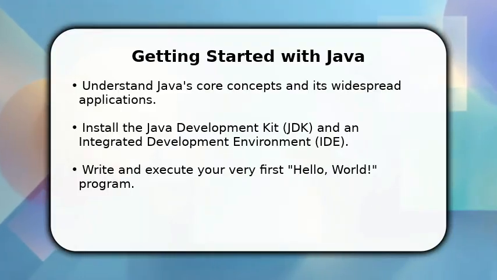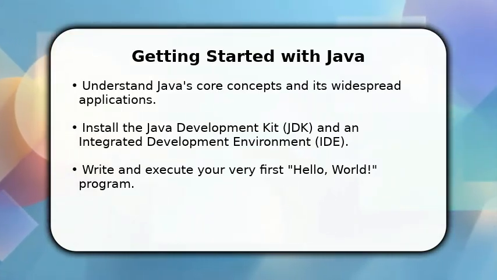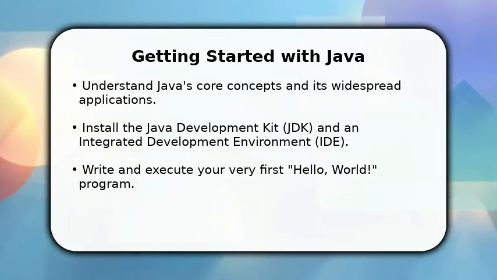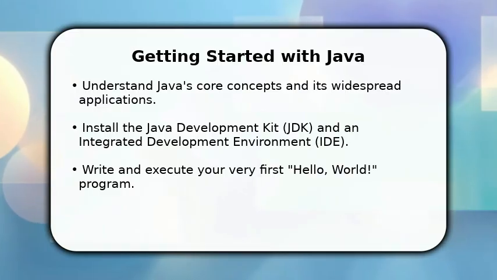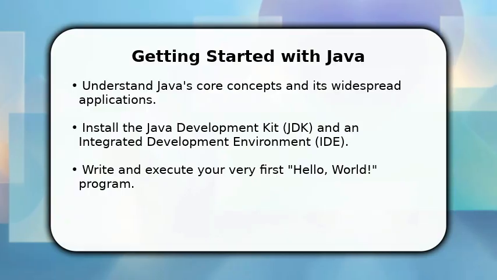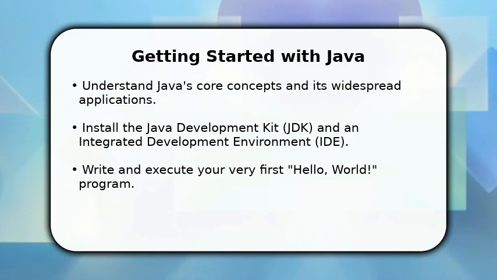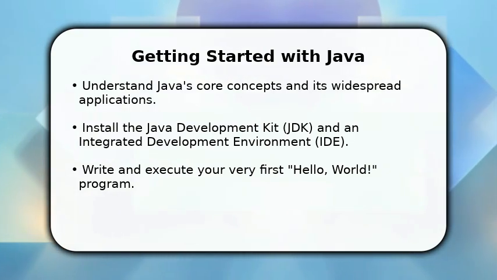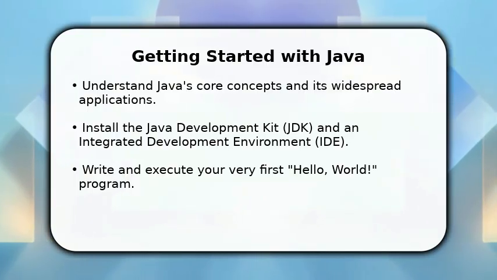In this video, I will explain how to learn Java step by step. Start with the basics. Java is a powerful, object-oriented language used in countless applications, from mobile apps to enterprise systems. To begin, install the Java Development Kit, or JDK, which provides all the necessary tools. Then, choose an integrated development environment like IntelliJ IDEA or Eclipse to write and manage your code efficiently. Finally, create your very first Hello World program to see Java in action.